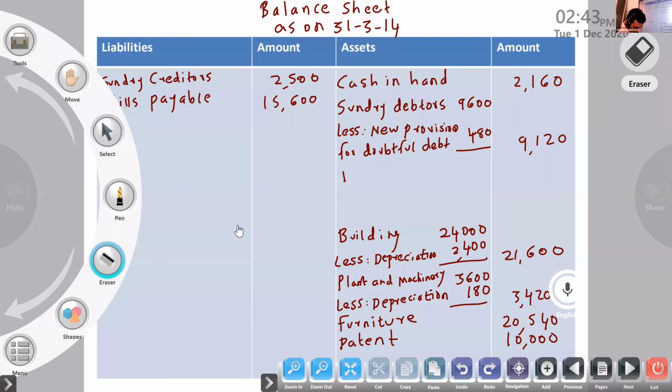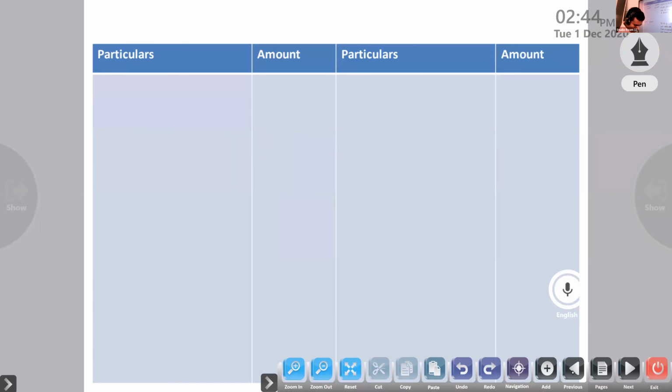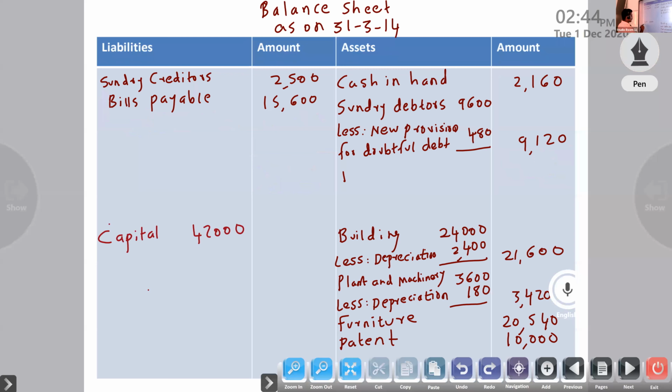Then net profit. Now add net profit 15,890. Any drawings? Debit side, any drawings adjustment? Nothing. So 57,890. Okay, capital, add net profit. Here, no drawings are there, inside the trial balance also, adjustment also.